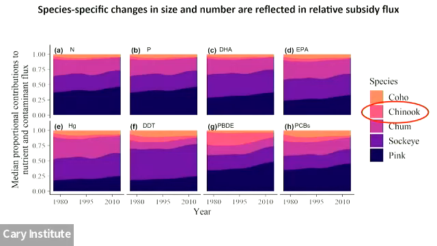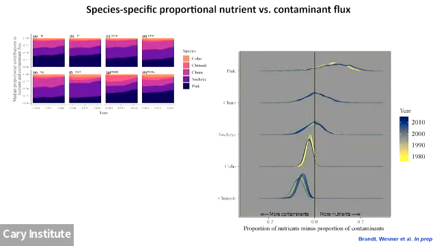Contrast that with Chinook, where their proportional influence over nutrients was never very high, but over contaminants has decreased really substantially over time. So then let's layer that. If we add up all of the data in here, add up all of the contaminants transferred each year and all of the subsidies transferred each year, and then break that out by what proportion of all the contaminants each of the species transfers, and what proportion of the nutrients each species transfers, you get this hill figure, as I call it.